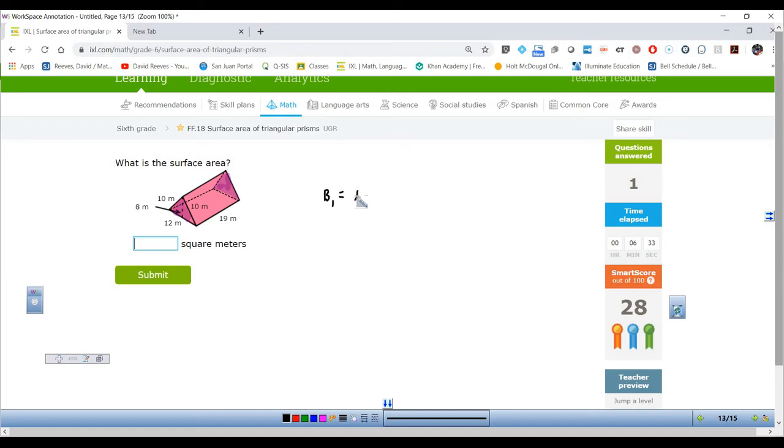The area of a triangle is 1/2 the base times the height. Here's our height, there's our height right there. That height is 8. And here's our base. Once again, just like in the last problem, our base is 12. So there's our H and there's our B. So it's going to be 1/2 of the base, which is 12, times the height, which is 8. Half of 12 is 6. 6 times 8 is 48. So we have 48 square meters.